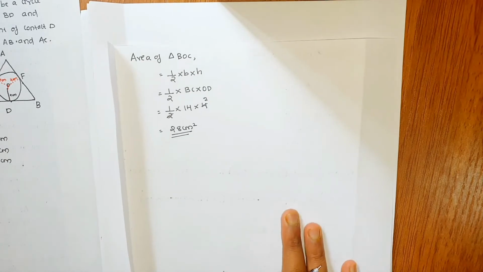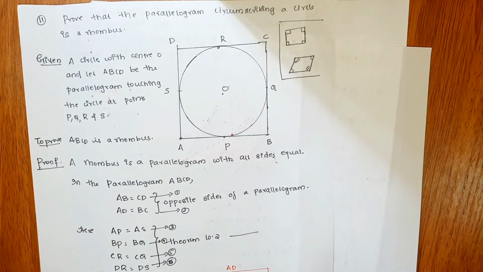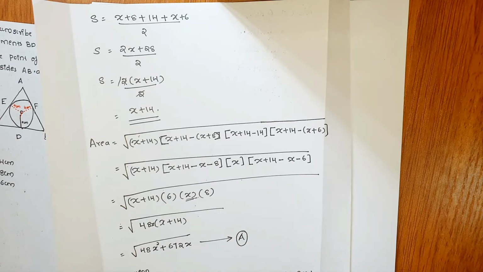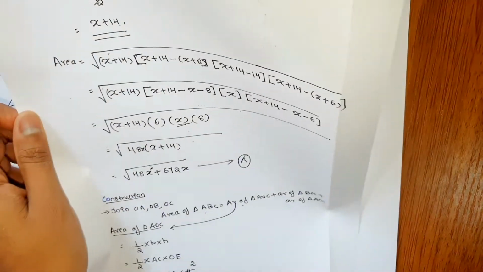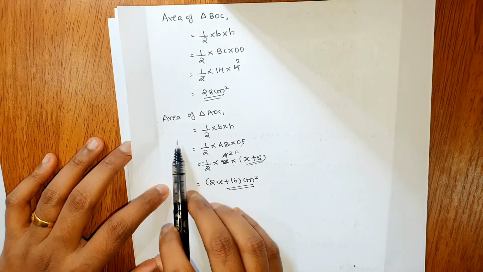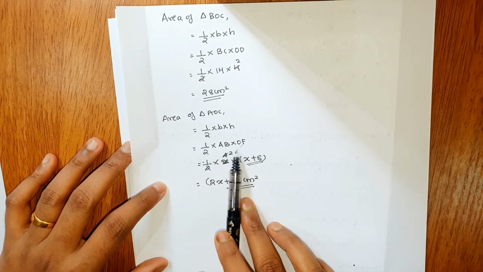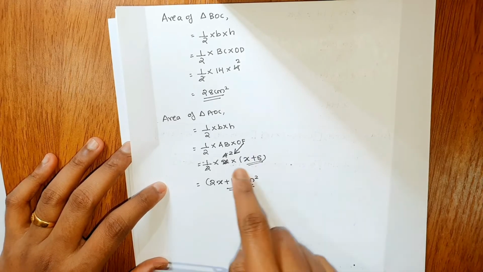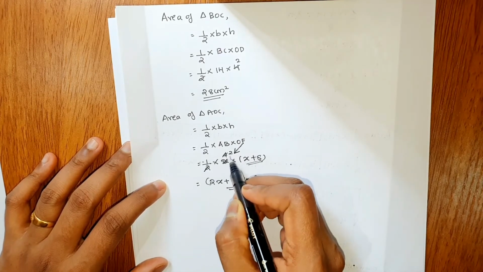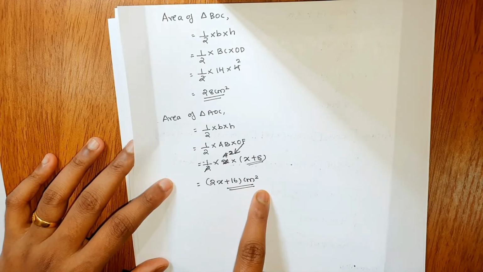BOC. Next we have to find the area of the next triangle, the area of triangle AOC. So students, similarly we can find the area of triangle AOC also. Half into base into height, half into AB into OF. OF is our radius, that is 4, and AB is x plus 8. I cut this 2 and this 4 and I got 2 here. So 2 into x plus 8, that is 2x plus 16 centimeter square.